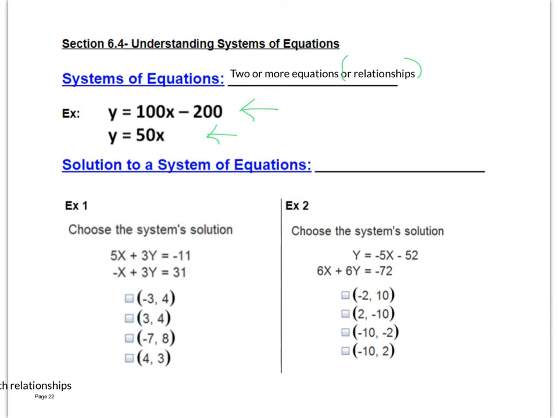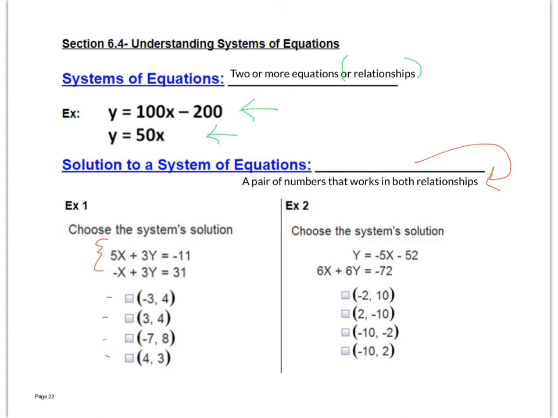All right, so a solution to a system of equations is a pair of numbers that works in both relationships. So it's a pair of numbers or a point that works in both relationships. For example, if I have this system down here, and this system happens to have 2 equations in standard form, remember ax plus by equals c. So if these are our possible answers, a, b, c, d, these 4 down here, how do I check which one is the correct solution?